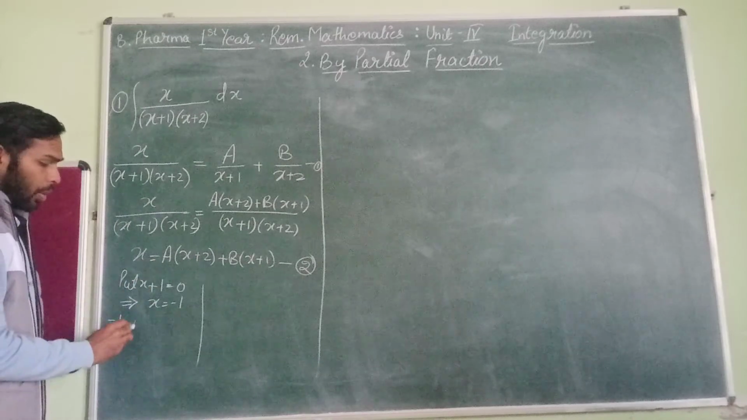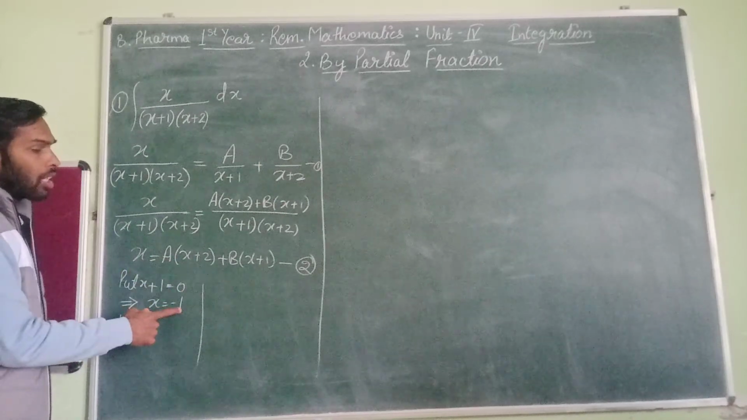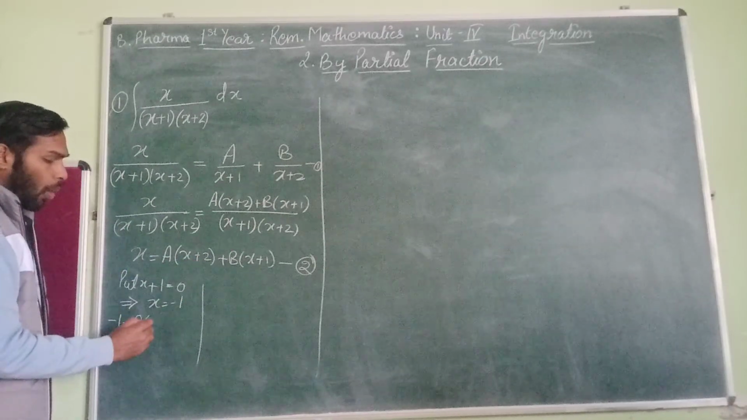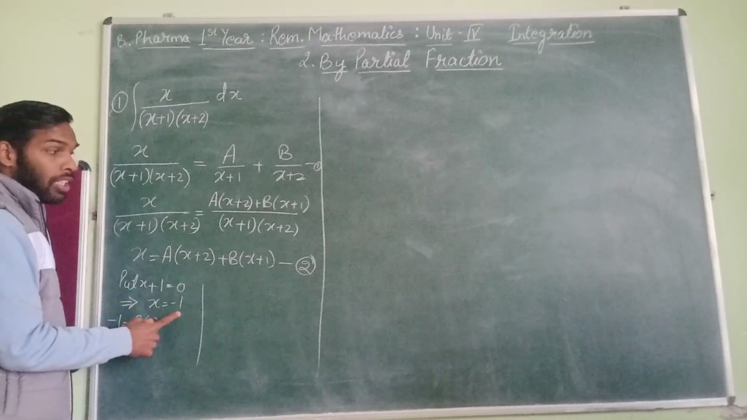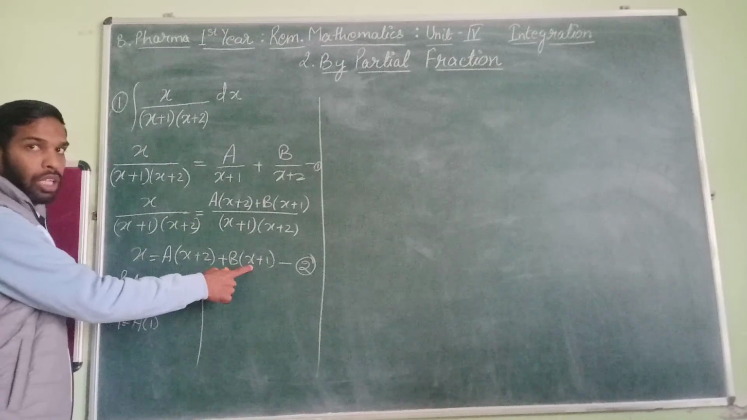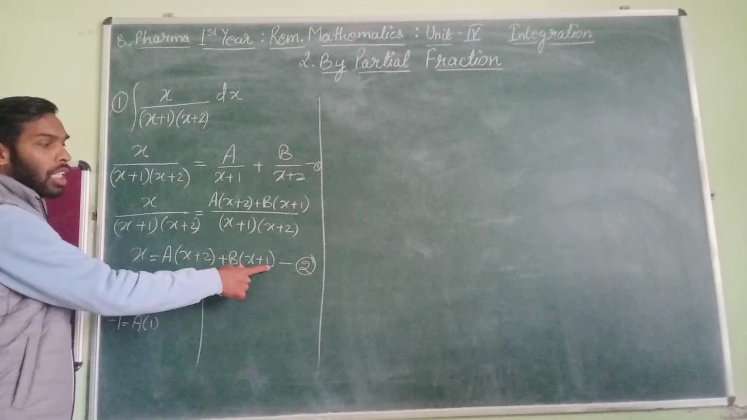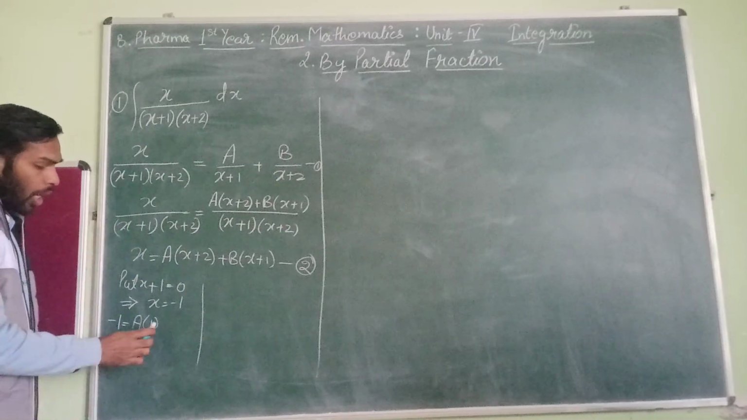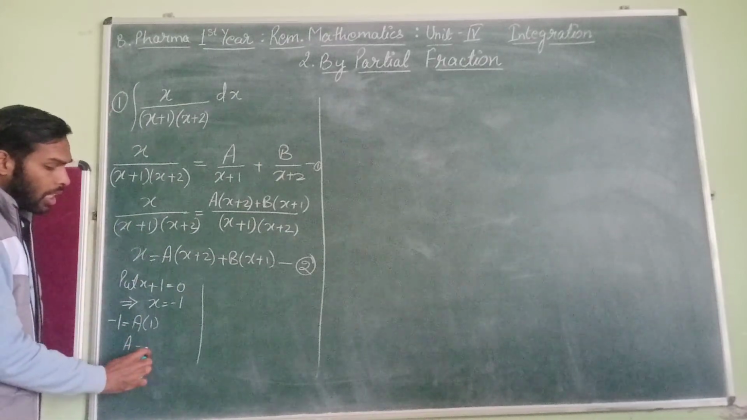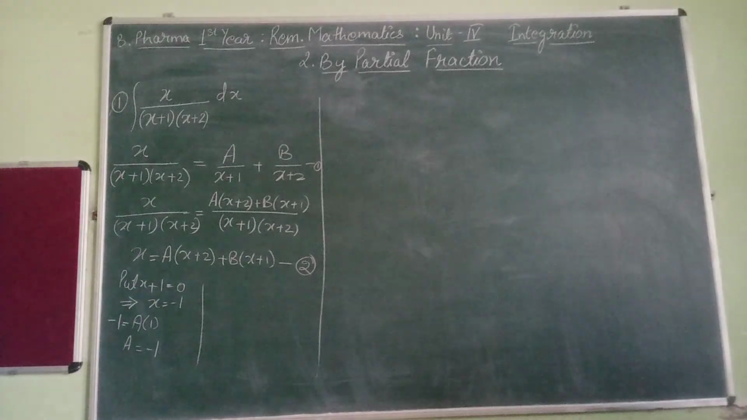When you put x equal to minus 1, minus 1 plus 2 is 1. Friends, you have to put the value of x equal to minus 1. When you put the value of x as minus 1 here, minus 1 plus 1 is 0, and 0 into b is 0. So that term will be eliminated. So a into 1, that is a only, so that is minus 1. The value of a is minus 1.